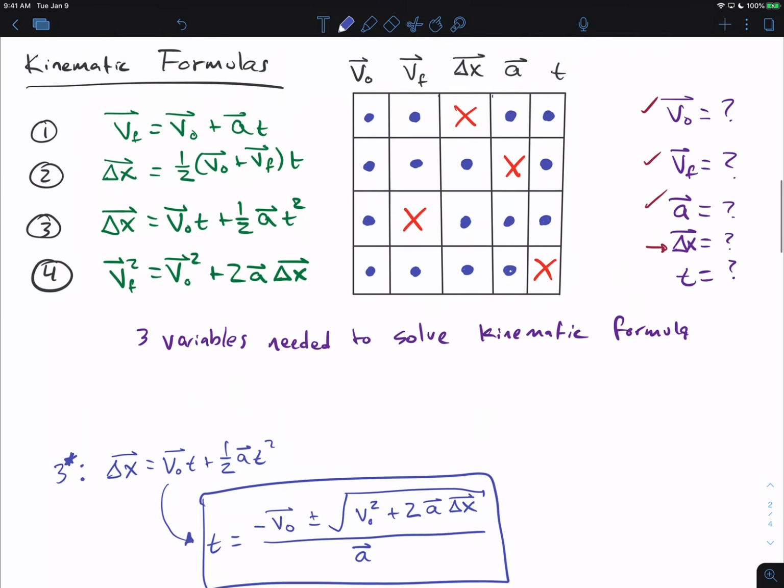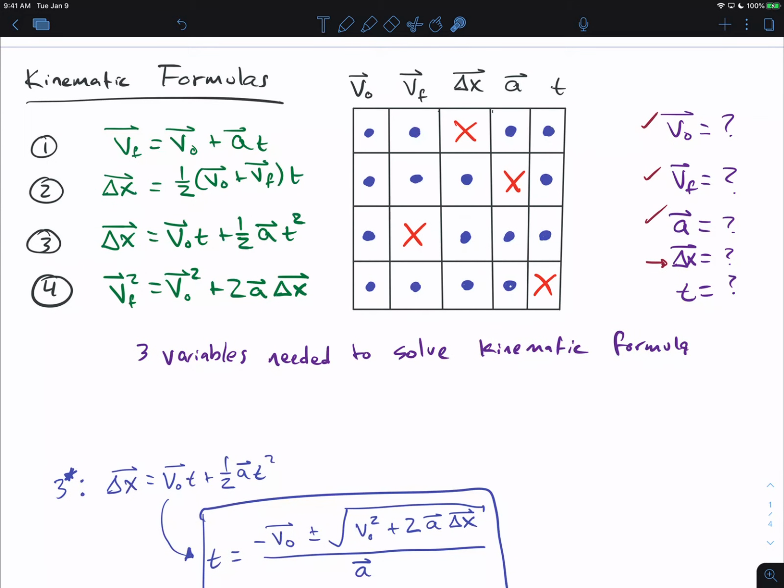If I look at number 1 here, initial velocity, good. Final velocity, this is not good. We don't have this, so we can't actually use number 1. And actually, anything that has final velocity in it, we can't use, because we don't have this information. So we can't use number 2 either, and we can't use number 4 either.